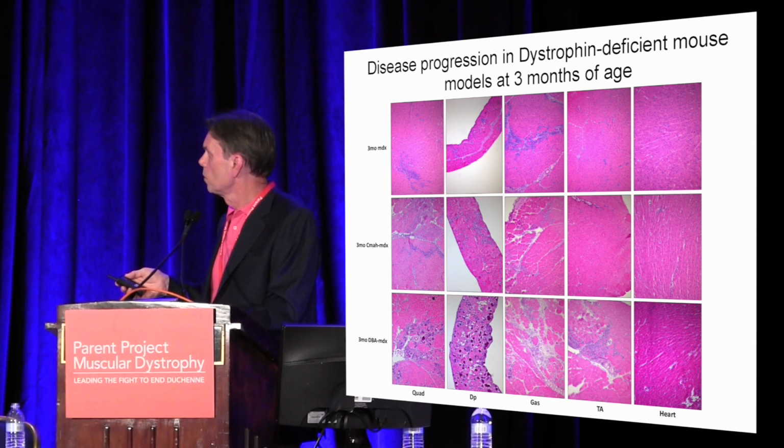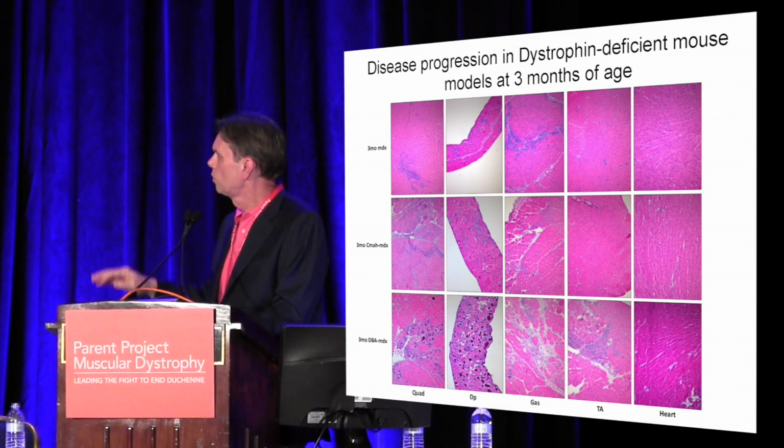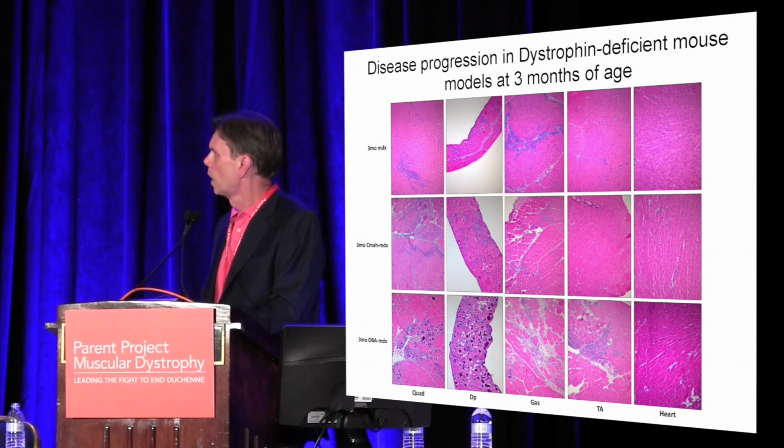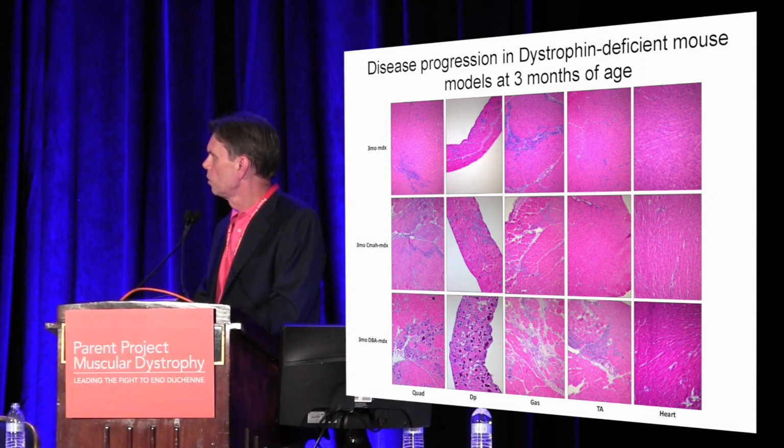here I show the same muscles at the same age from 3 different mouse models, all dystrophin deficient. And on top is this sort of garden variety MDX mouse, and on the bottom is the DBA mouse, and in between is the normal C57 MDX mouse on the CMOD deficient background. And what you can see is as you change the model slightly, in one case by just one gene being knocked out, in the bottom case by a number of genetic variants, you can make the disease much worse.